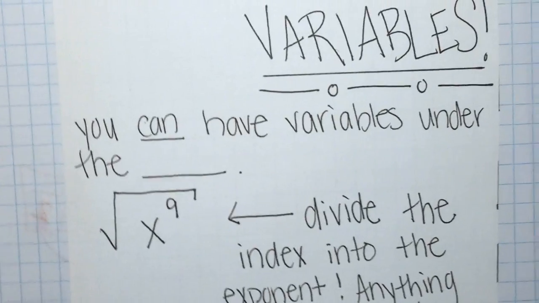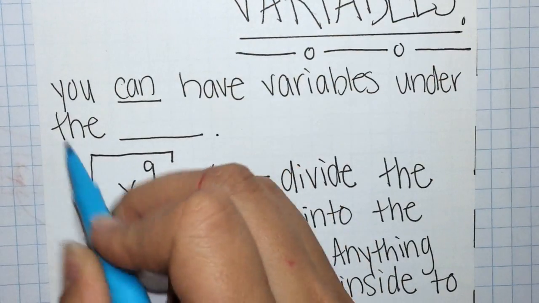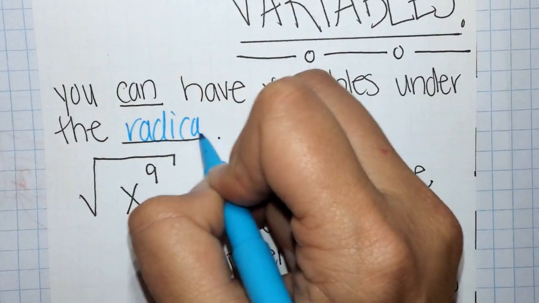All right, so you can have variables under the, what is this whole thing called? Radical. I don't know how you say it.